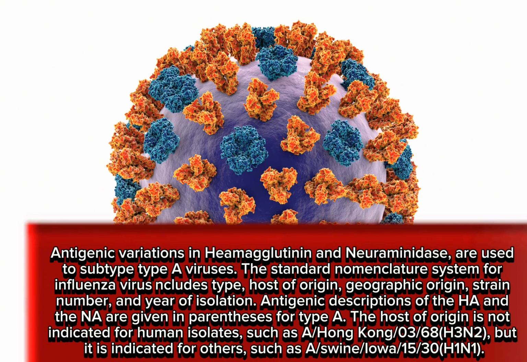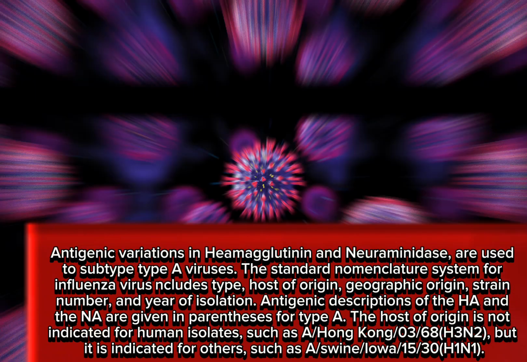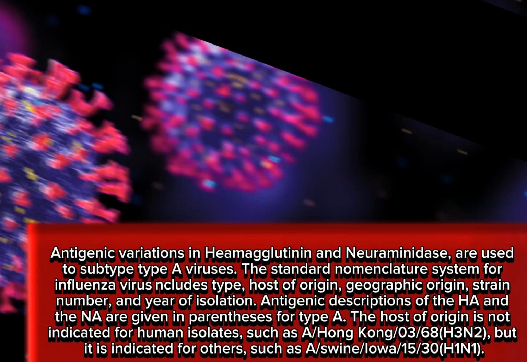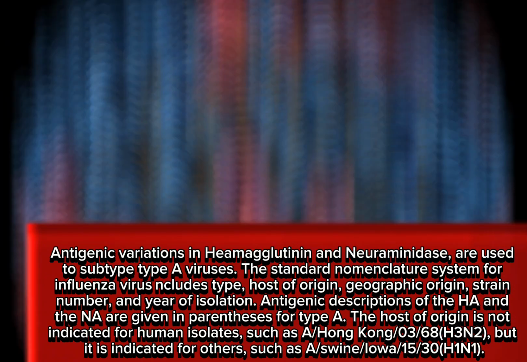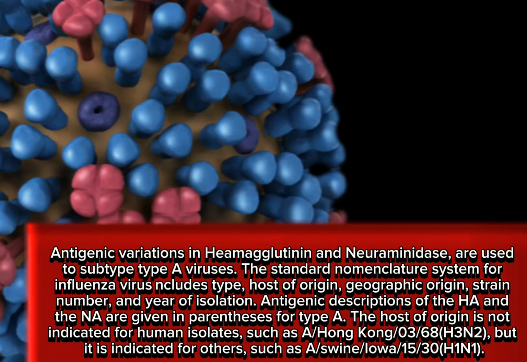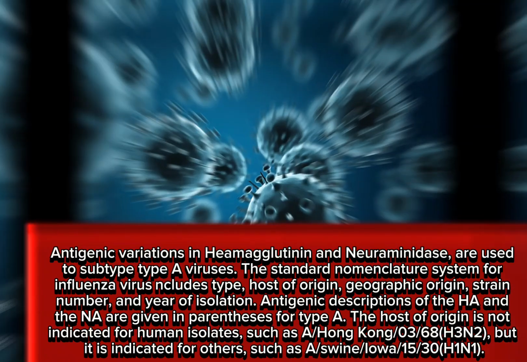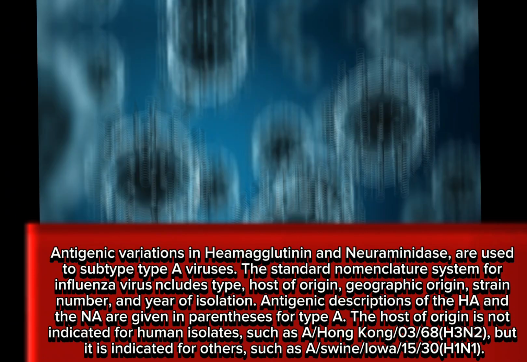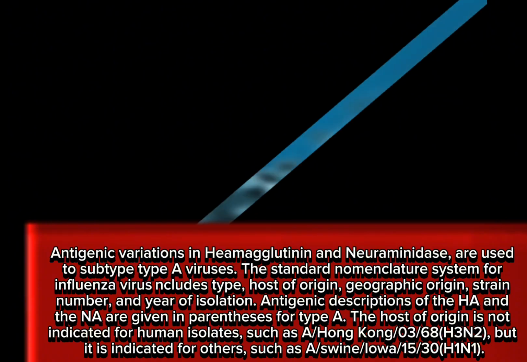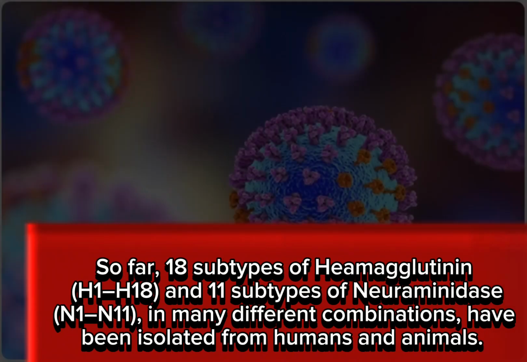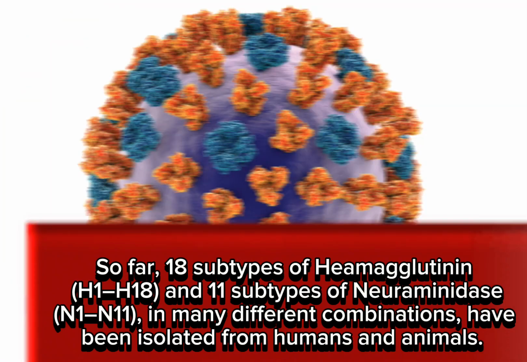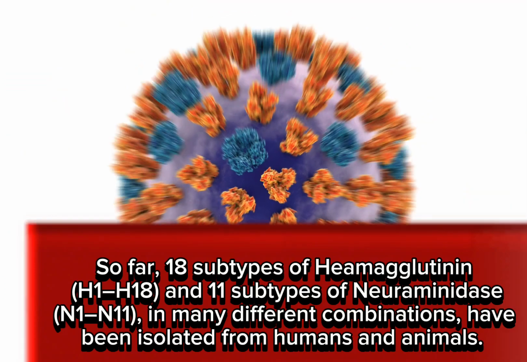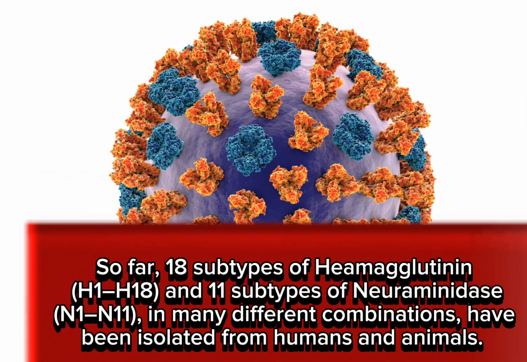The standard nomenclature system for influenza virus includes type, host of origin, geographic origin, strain number, and year of isolation. Antigenic descriptions of the H and the N are given in parentheses for type A. The host of origin is not indicated for human isolates, such as A/Hong Kong/8/68 (H3N2), but it is indicated for others, such as A/swine/Iowa/15/30 (H1N1). So far, 18 subtypes of hemagglutinin, H1 to H18, and 11 subtypes of neuraminidase, N1 to N11, in many different combinations, have been isolated from humans and animals.